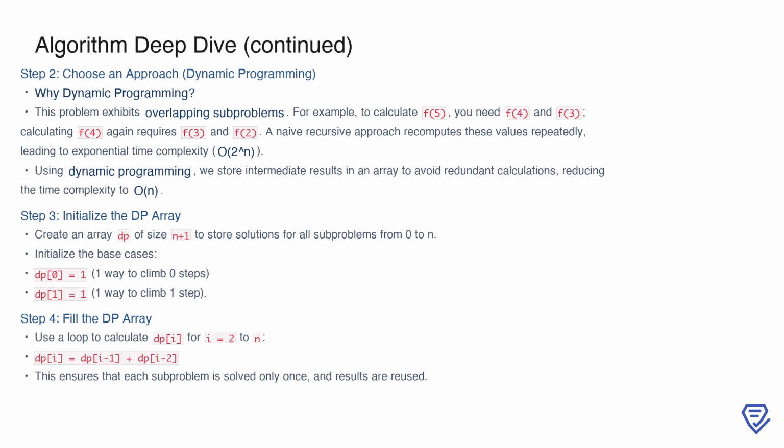To implement this, we create an array, dp, of size n plus 1 to store solutions for all subproblems from 0 to n. We initialize the base cases, dp of 0 equals 1 and dp of 1 equals 1. Then, we use a loop to fill the dp array from index 2 to n, where dp of i is computed as dp of i minus 1 plus dp of i minus 2. This guarantees each subproblem is solved only once, and its result is reused.